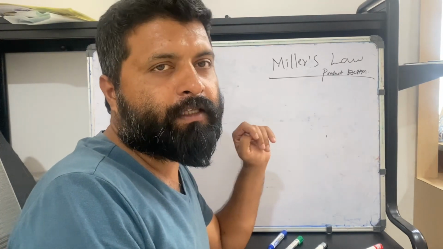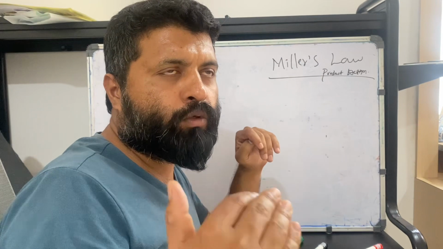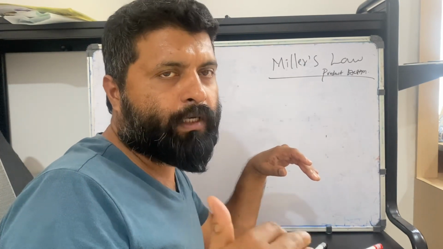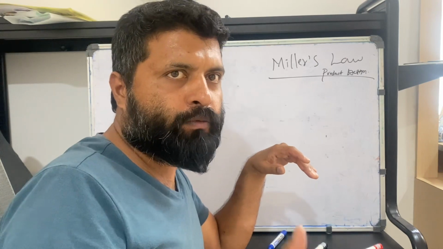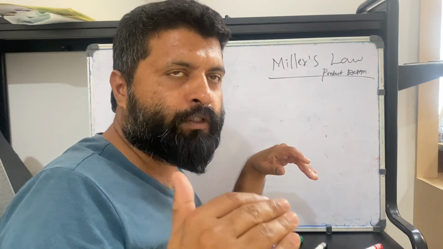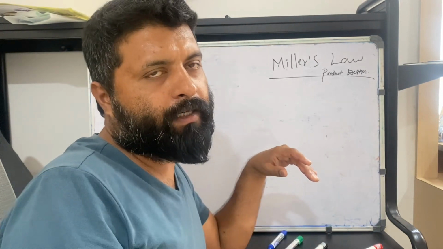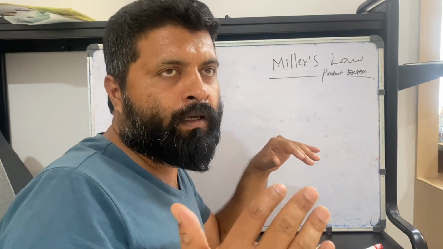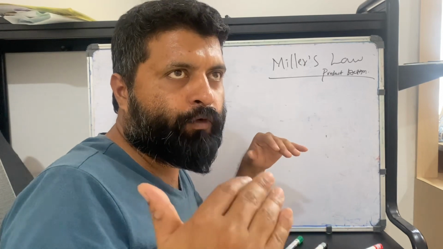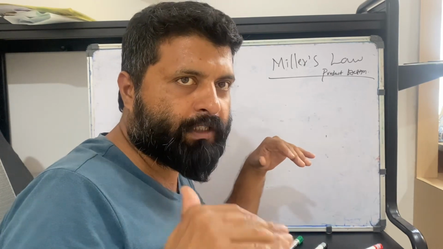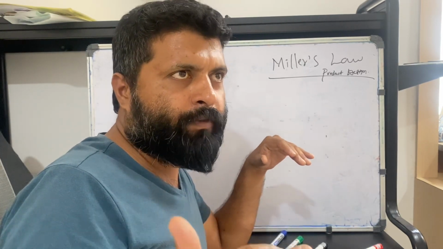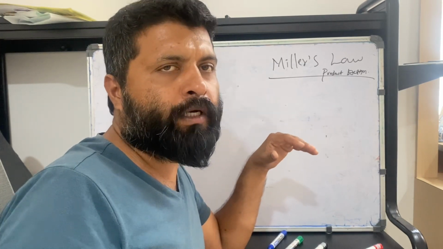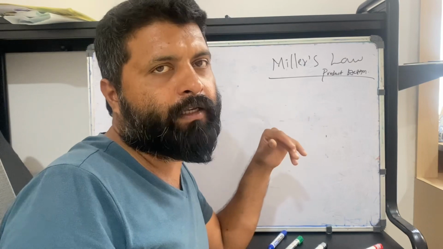Miller's law is nothing but: if the items are more than 7, the user will not remember those items. So we should either group them or eliminate some items. We should not overload them with more items. If you want to keep more items, we have to segregate them, or else if there is a non-priority list, we can eliminate those items from the main list, right?